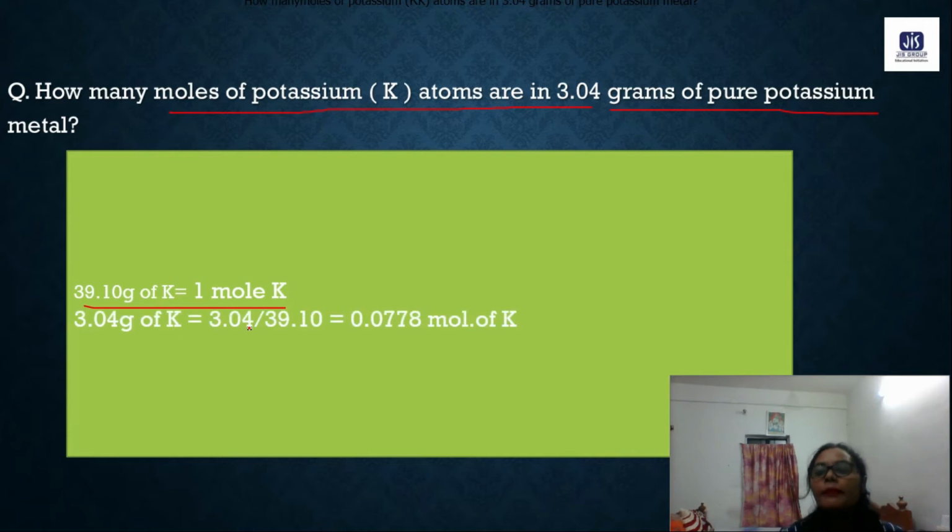Now in our question we have 3.04 gram. So 3.04 gram of potassium means 0.0778 mole of potassium. So if we have the grams of a substance, very easily we can know how many moles of that substance we actually have. By this you can solve this problem.